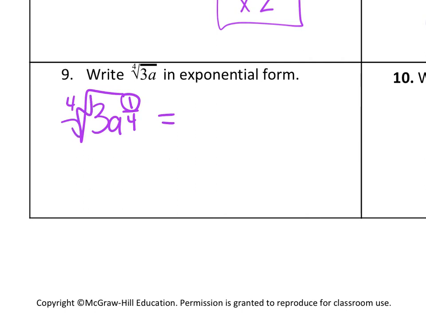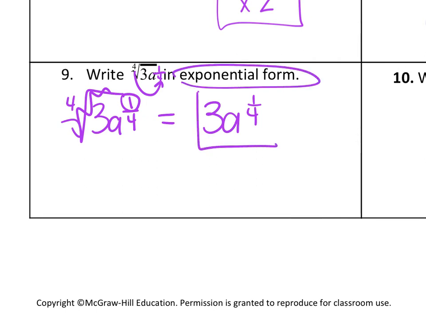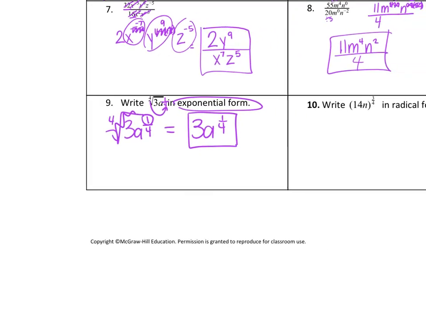Okay, so I would get rid of the radical, so that's 3a to the 1/4. So remember, you can add a 1 if there's not one there. Bring this 4 over here and put it as a fraction. So exponential form. That fraction is my exponent there.